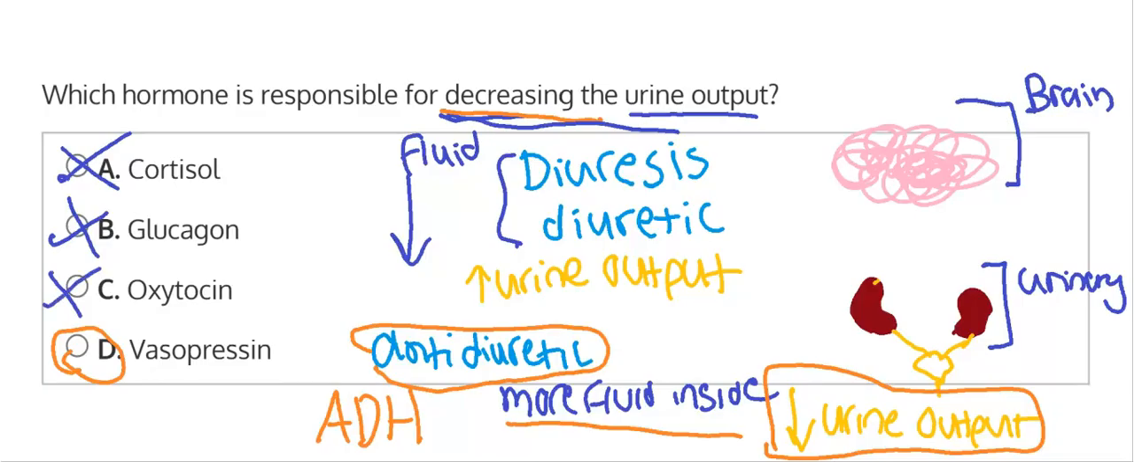So option D, vasopressin, another word for an anti-diuretic hormone. This is what we are looking for.